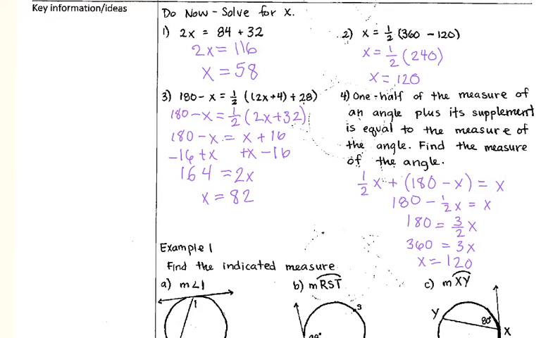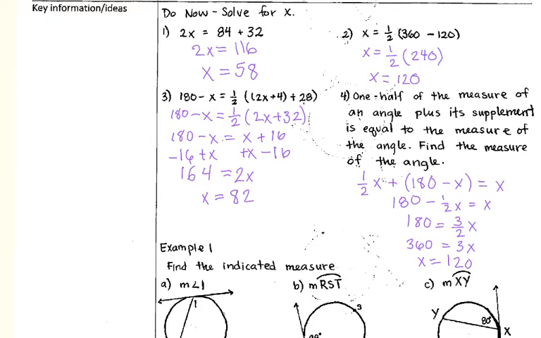Number 3, if I simplify what's in parentheses first, I will have 2x plus 32. In the next line, I distributed the 1/2 to both terms. That gives me x plus 16. And then I subtracted 16 from both sides, and I added x to both sides. So I will have 164 equals 2x. Solving for x by dividing both sides by 2 will give me x equals 82. And that is my answer for number 3.